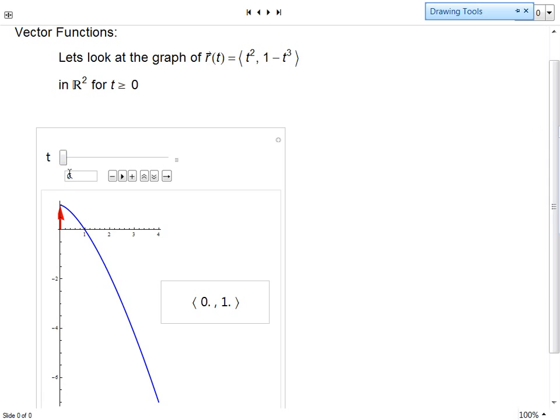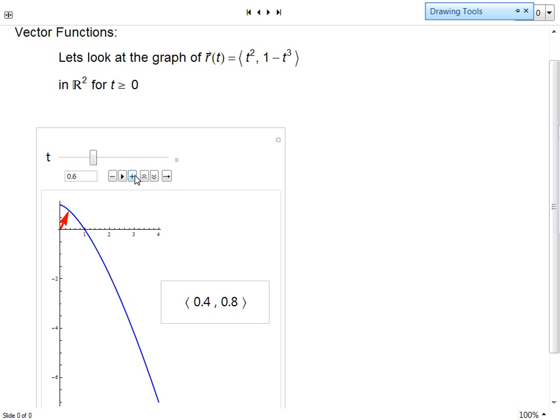Can you all see that right there? I'm plugging in 0. What happens if you plug 0 in here? You get the vector 0, 1. See, this is it right here, 0, 1. So I'm pointed straight up. At 0, I'm straight up. Then I advance.